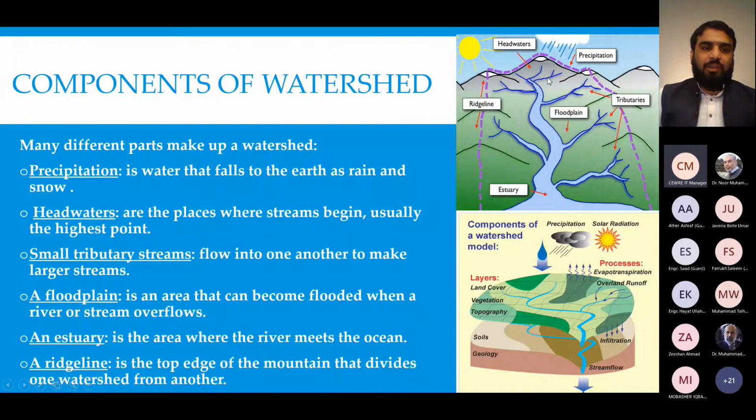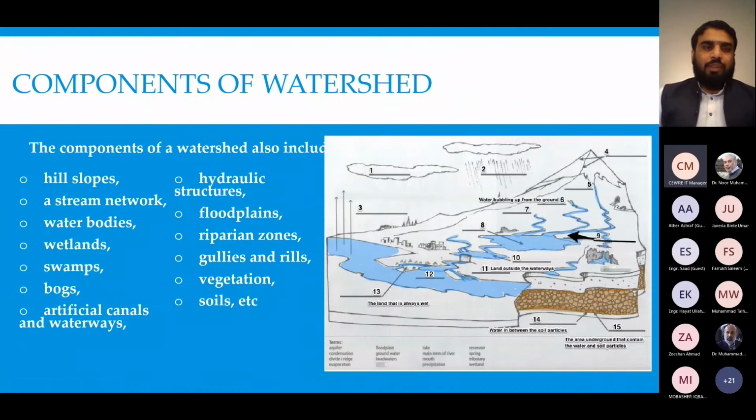Other than that, there is the ridge line. The ridge line, as denoted by the dotted line, is the line used to differentiate between two watersheds. After that, there are a few more components related to the watershed. Anything lying within the watershed could be its component, like the hill slope, hydraulic structures, floodplains, water bodies, soil, vegetation, land use, and land cover. These are the factors that can affect the generation of runoff from the rainfall.